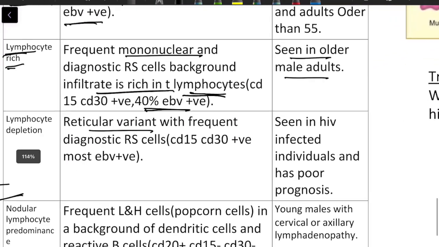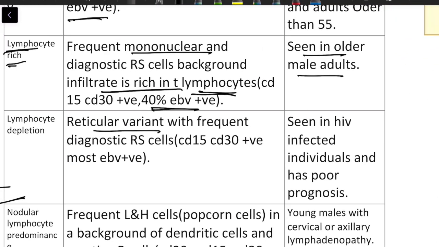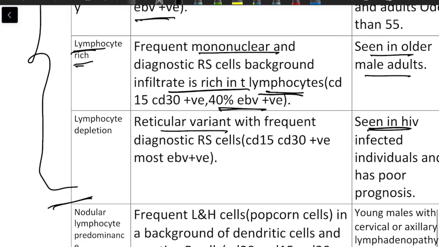What happened is that this lymphocyte depletion type is seen commonly in patients who are HIV infected, and in very older patients, or those patients in which the Hodgkin cell lymphoma has progressed to a very end stage disease.